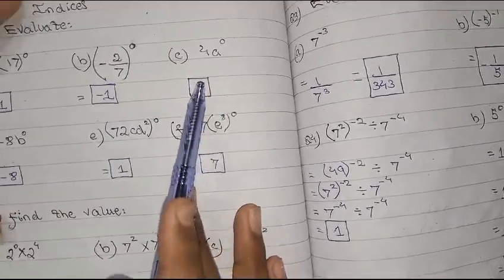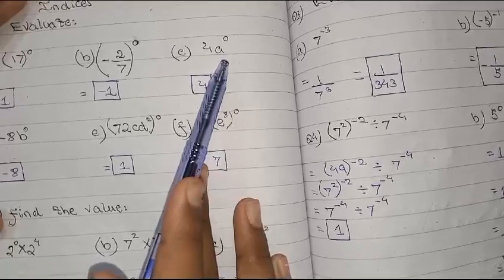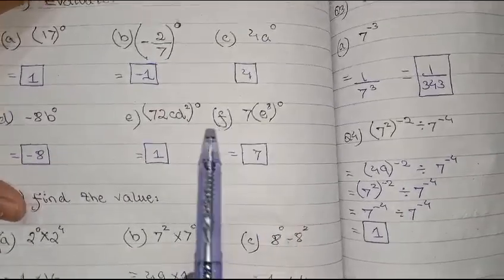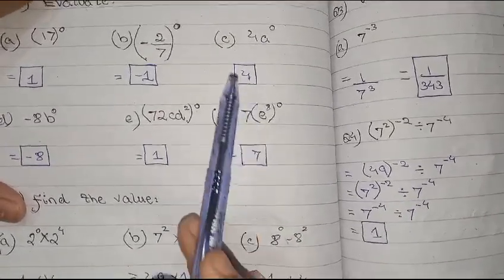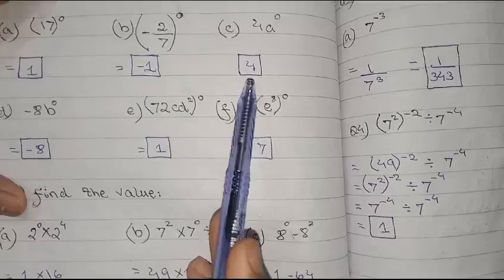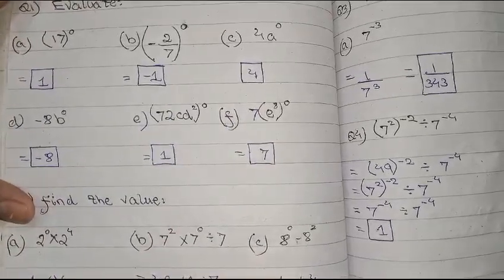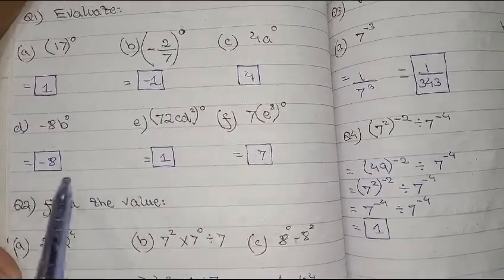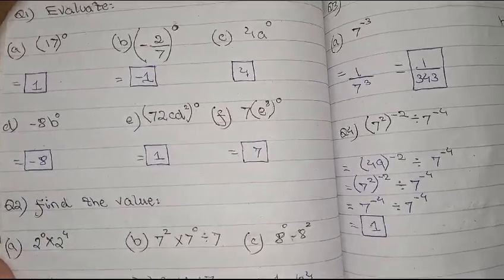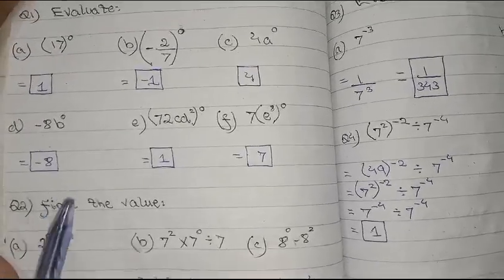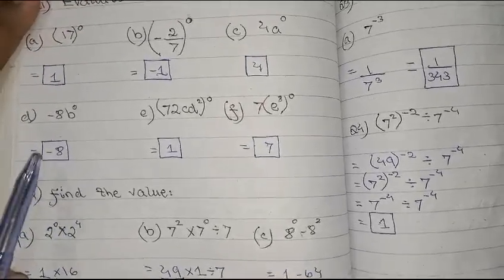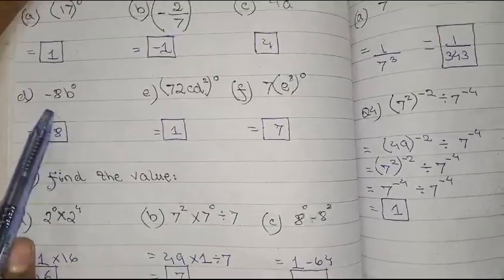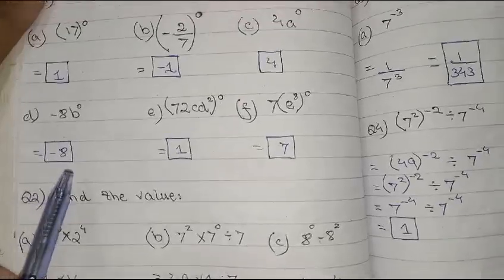Moving on to the third part, 4a power 0. So the power of a will be 1, and 4 will multiply by 1, so the answer is 4. I will do direct questions about it, so don't worry. Then minus 8 b power 0. So b power 0 is equal to 1, and minus 8 multiplied by 1 is equal to minus 8.